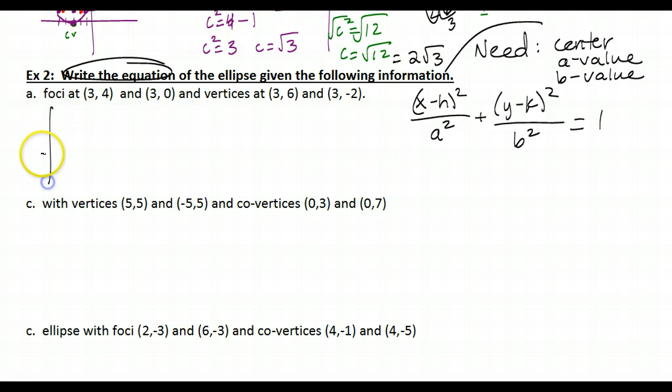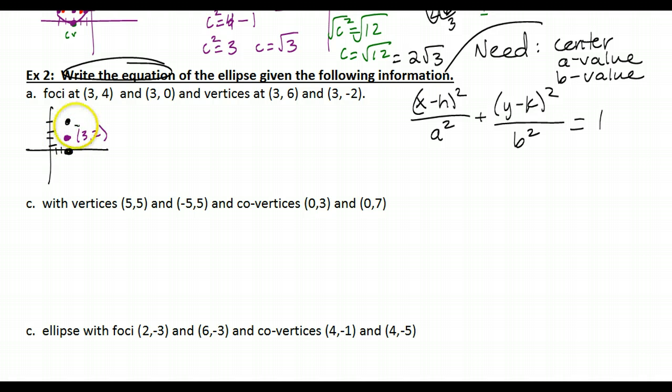So first thing I would recommend you do is graph what I have. So the foci are at 3, 4 and 3, 0. And now I want to point out that, remember, the center is always equidistant from, it's always in the center of the foci or the vertices or the covertices. So my center has to be between these two, and it's going to end up right here at 3, 2.